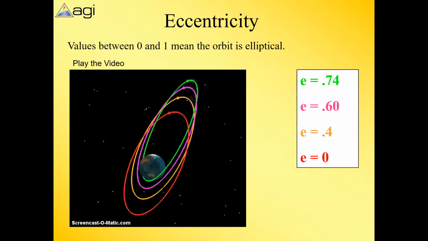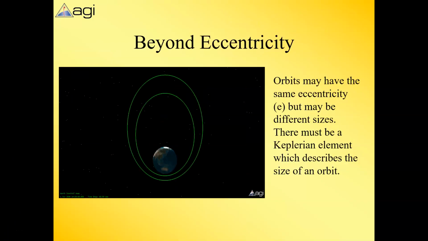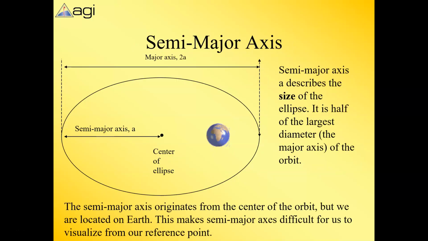But eccentricity is really just one of the things that we need. So we want to look beyond eccentricity. For example, here you see 2 different orbits, but they both have the same eccentricity. One is just bigger than the other. So we need to do more to describe the shape.